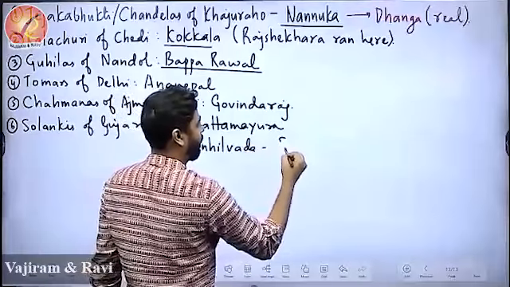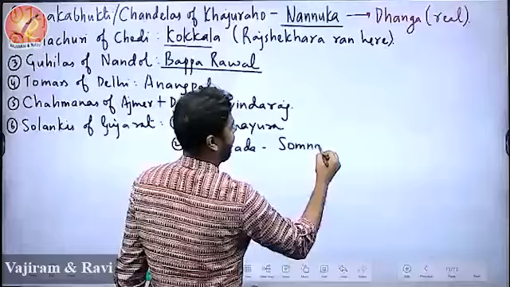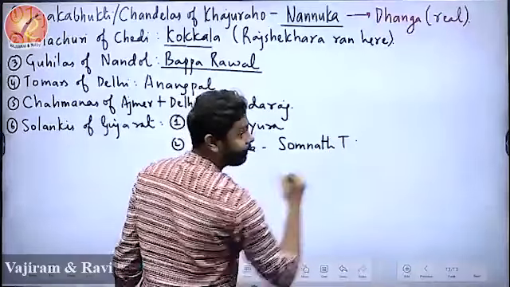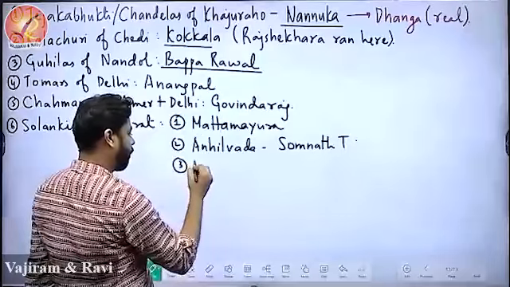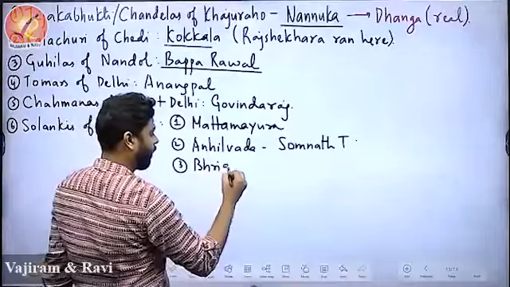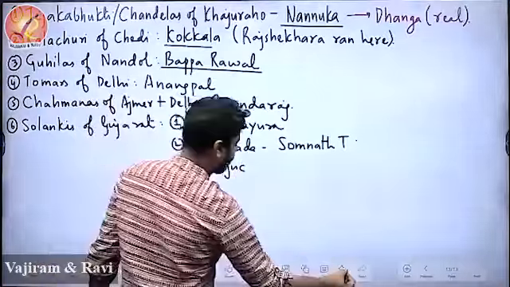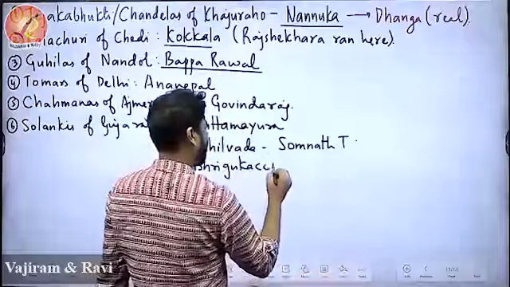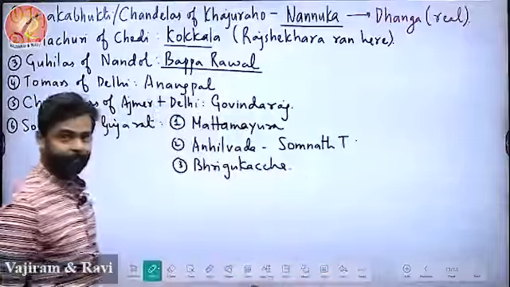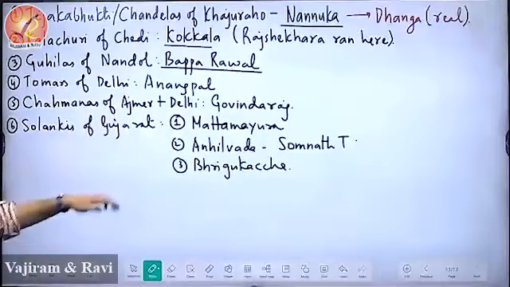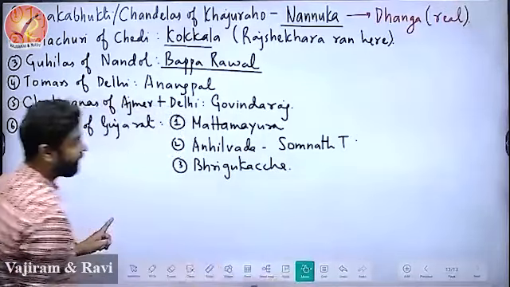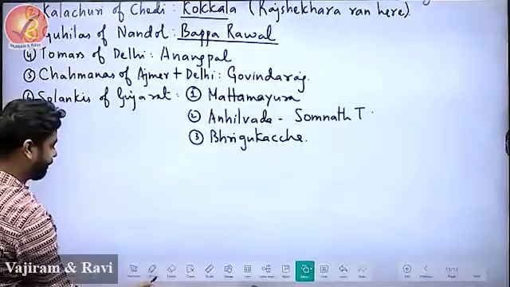Anhilwada is important for us because the Somnath temple lies here. And number 3 is Bhrigu Kutch. So even if you forget the first and the third, do not forget the second. Okay? So Solankis have 3 capitals, and the last, number 7.